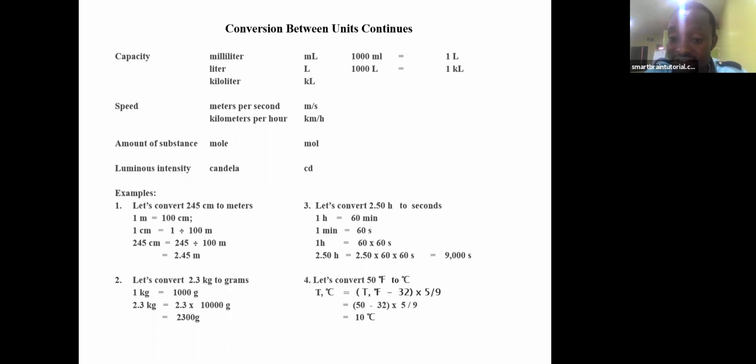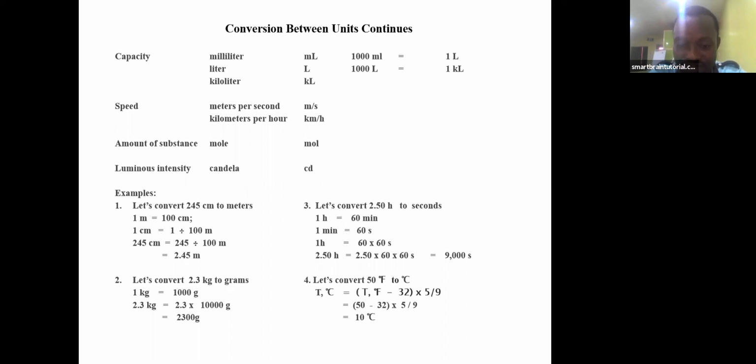2.5 times 60 times 60 seconds. So if you multiply this carefully, you will have 9,000 seconds. 60 multiplied by 60, carefully done, will give you 3,600. If you now multiply 3,600 by 2.5, carefully done, taking note of the decimal point's position, you will end up with 9,000 seconds. So you practice this later. Is that clear?